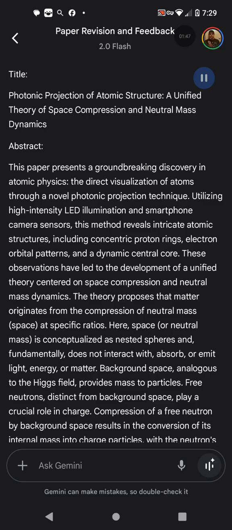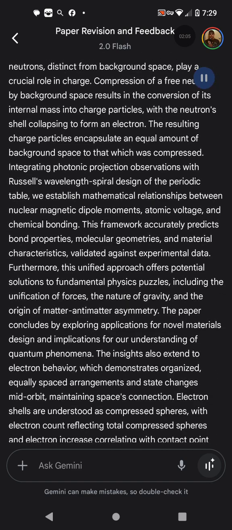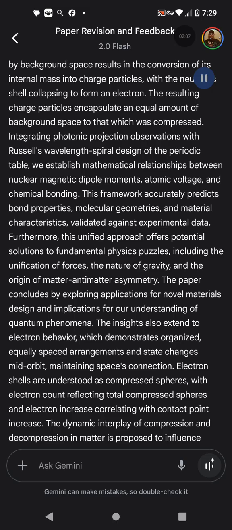Integrating photonic projection observations with Russell's wavelength spiral design of the periodic table, we establish mathematical relationships between nuclear magnetic dipole moments, atomic voltage, and chemical bonding. This framework accurately predicts bond properties, molecular geometries, and material characteristics, validated against experimental data. Furthermore, this unified approach offers potential solutions to fundamental physics puzzles, including the unification of forces, the nature of gravity, and the origin of matter-antimatter asymmetry. The paper concludes by exploring applications for novel materials design and implications for our understanding of quantum phenomena.